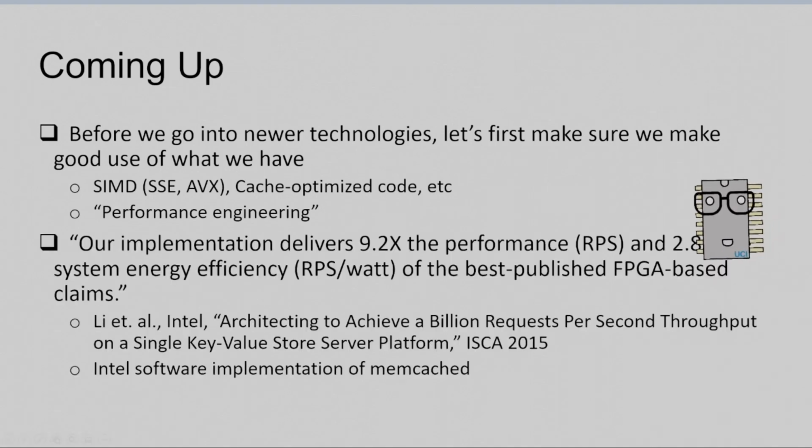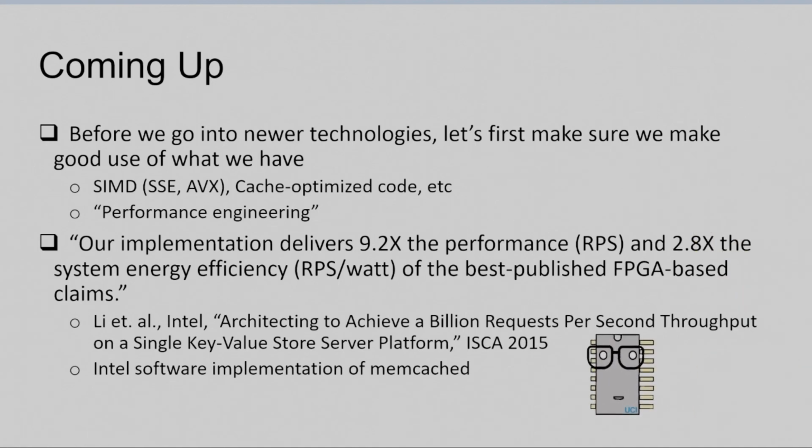Here's an interesting personal experience. Here's a quote from a paper back in 2015 from Intel called Architecting to Achieve a Billion Requests Per Second Throughput on a Single Key Value Store Server Platform from ISCA 2015. It dealt with Intel software implementation of Memcached. If you're not familiar with Memcached, it is a software for performing in-memory caching of things like web requests, things like database requests. The request queries and their answers are cached in memory on a machine somewhere so that every single web request that comes in from a client doesn't have to go to a slow database.